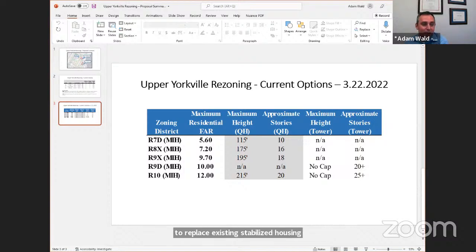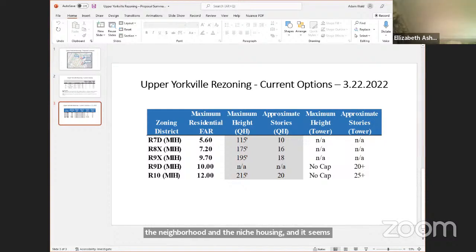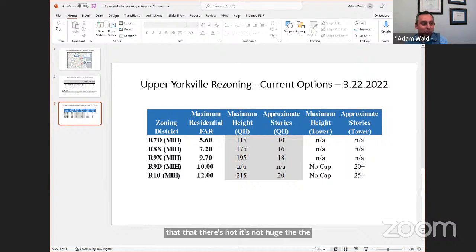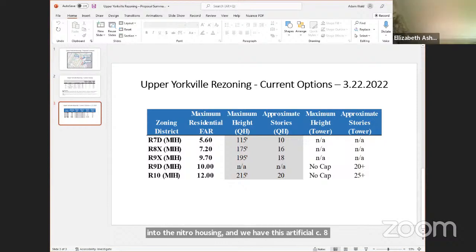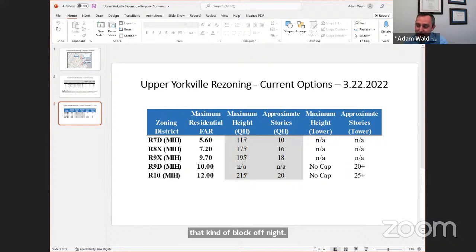In terms of the barriers, there's an artificial barrier between the neighborhood and the NYCHA housing, and it seems that it's not fluid from the mixed use and the residential portions of the neighborhood into the NYCHA housing. And we have this artificial C8/M1-4 barrier where there's a lot of heavier uses that kind of block off NYCHA. Folks have written about this, and I echo what they've written.